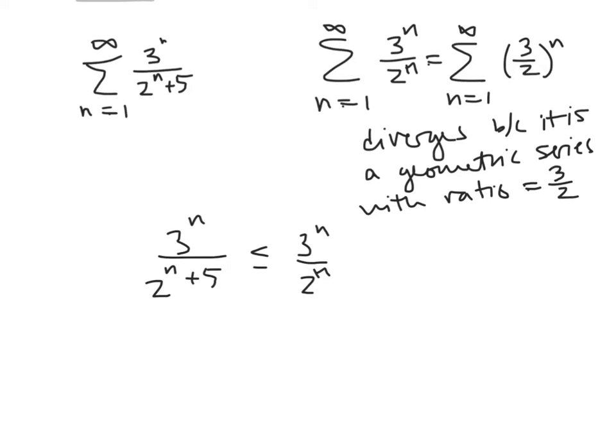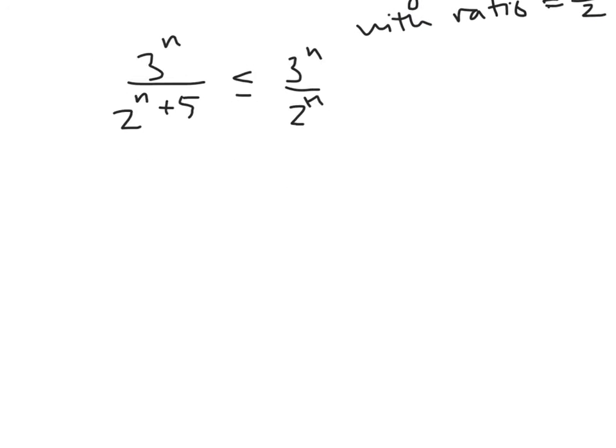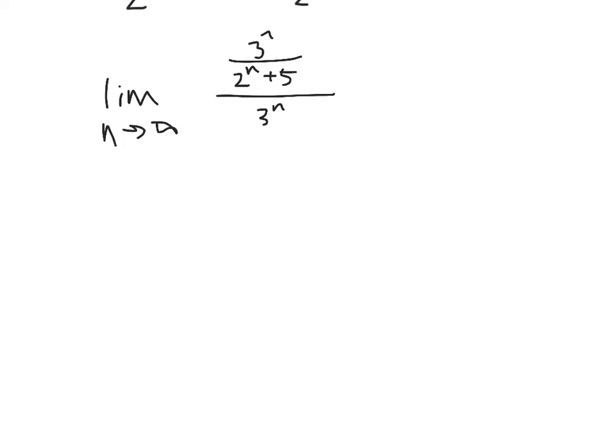Well, let's look at a limit to see what happens. So if I have a limit here, where I look at the limit as n goes to infinity of the terms of my first series, that was 3 to the n over 2 to the n plus 5, over the terms of my second series.